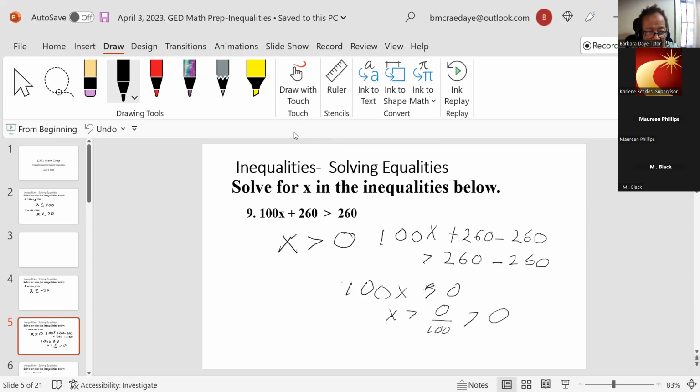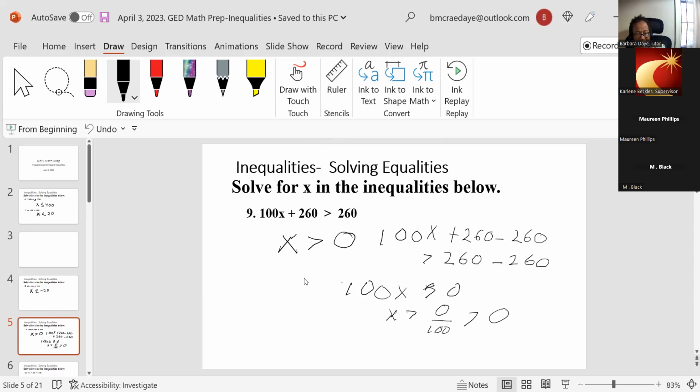You subtracted 260 from both sides, Mercedes. That just gave you 100x on the left, right? And then on the right, 260 minus 260 is 0. So 100x greater than 0. So x is greater than 0 over 100, which is just 0. Got it?